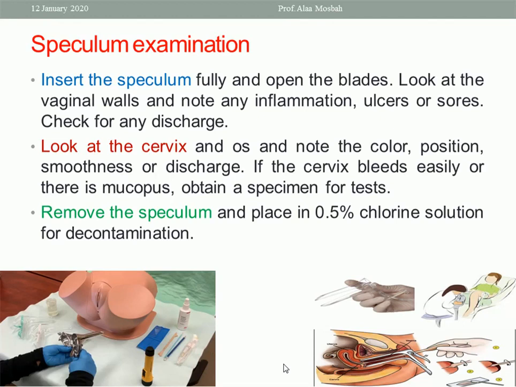Remove the speculum in the reverse direction. Close the blade first, then withdraw till half of the blade is out, then rotate 90 degrees to get it out in longitudinal position, so as not to cause discomfort to the patient. Then place this speculum in 0.5% chlorine solution for decontamination.